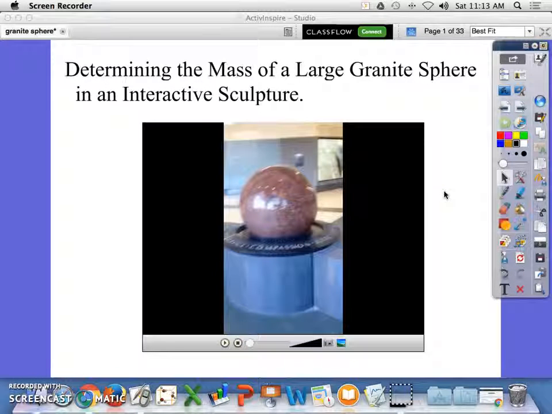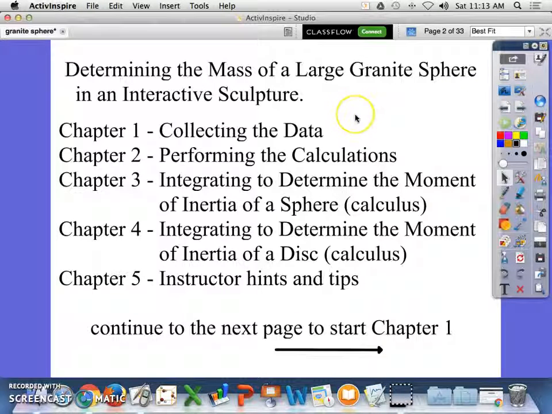This is part 2 of the lab determining the mass of a large granite sphere in an interactive sculpture. In the first episode, we did chapters 1 and 2 and skipped to 5. In this section, we'll do the integration to determine the moment of inertia of a sphere using some calculus in chapter 3, and if we have time, squeeze in chapter 4.